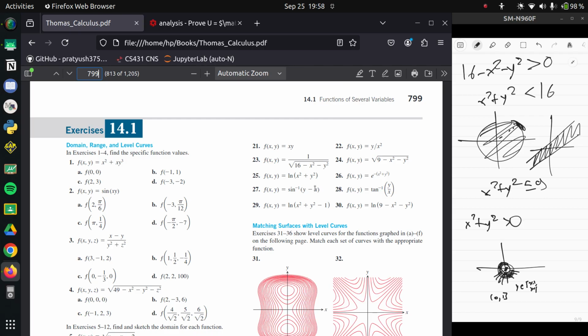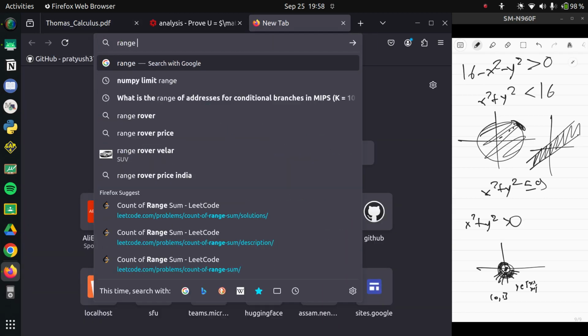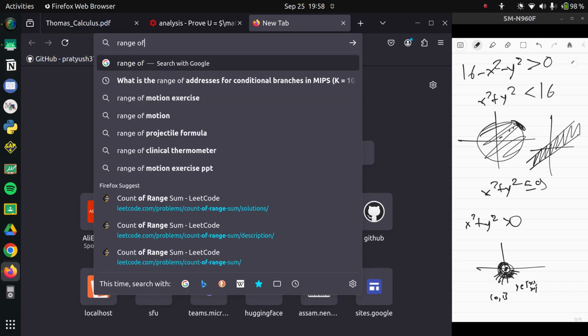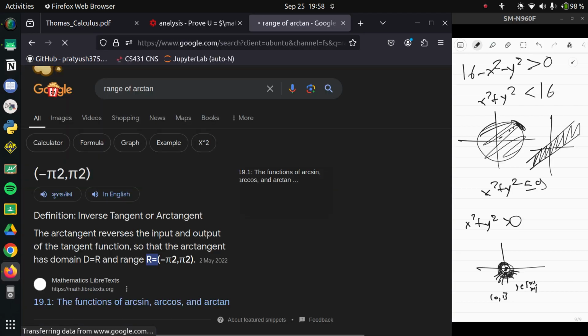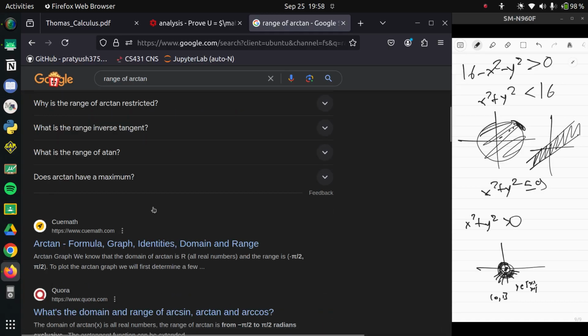So it's minus... No, actually this is also okay, right? Is minus pi by 2 inside of the range? It will never be achieved. So it's not like it can be, right? So what's theoretically the range of tan inverse? It's an open interval.